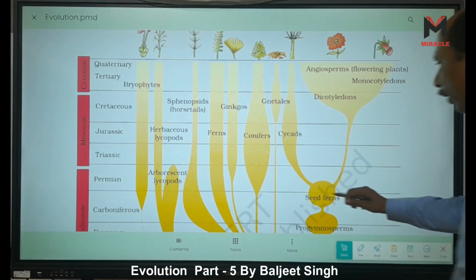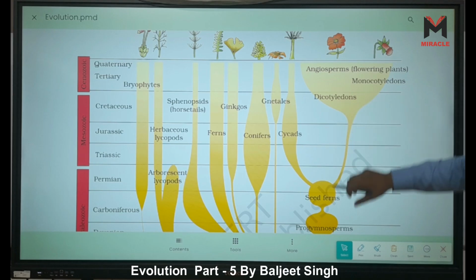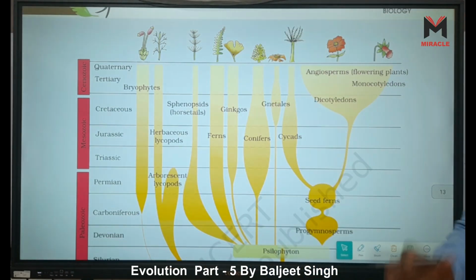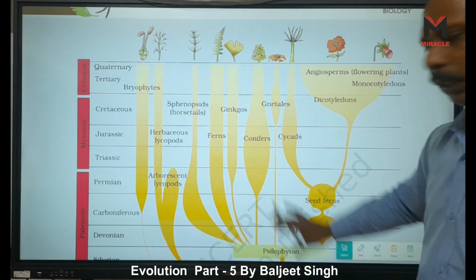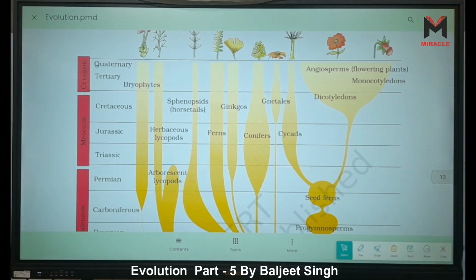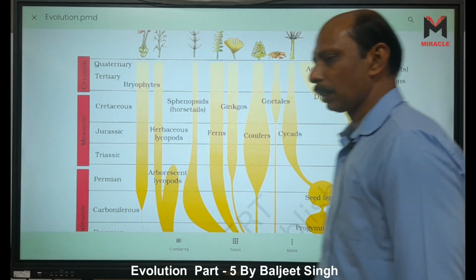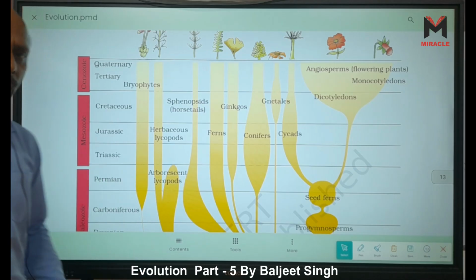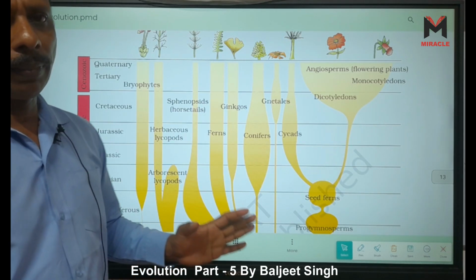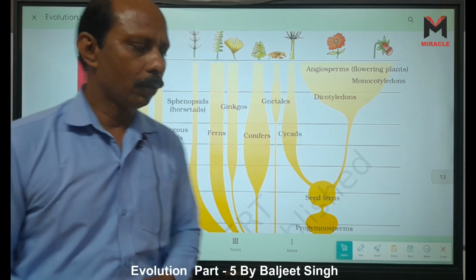And seed ferns developed into cycads and dicotyledons. In which era did these two branches arise? Permian era. So you have to make a chart about this, otherwise you will forget. Dicotyledons, and then the last one is monocotyledons. The most advanced plants are monocotyledons. Today also we know they have resistance against the, which they have. Okay.